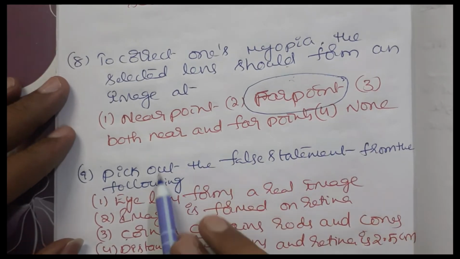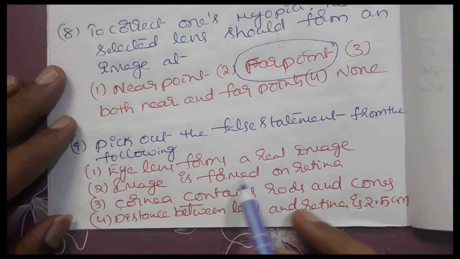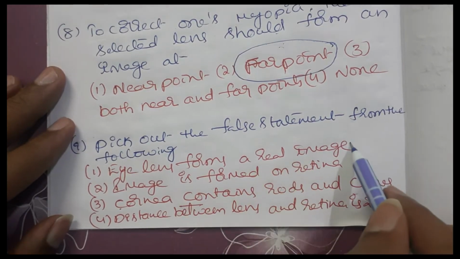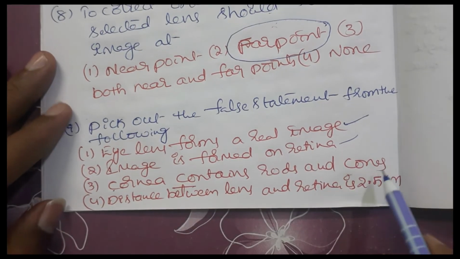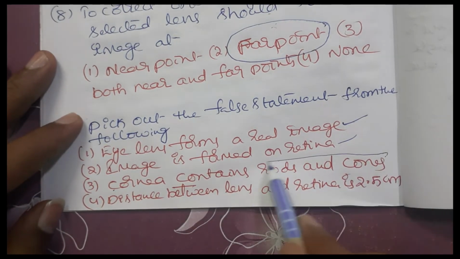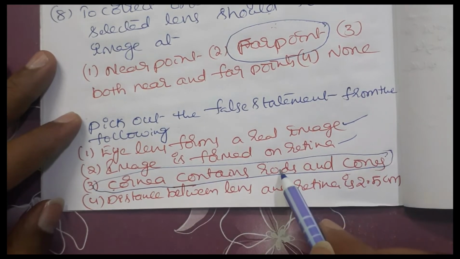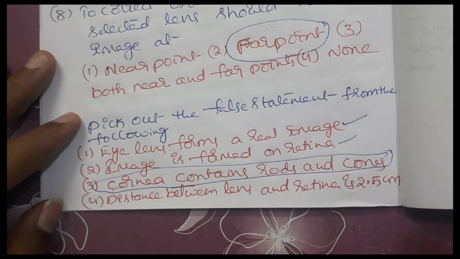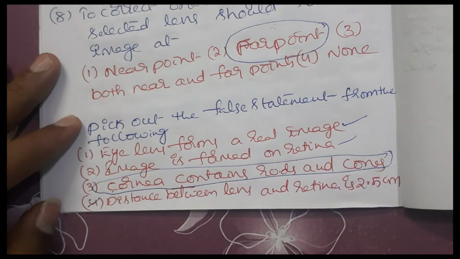Next, students, pick out the false statement from the following. Eye lens forms a real image. It is right. Image is formed on the retina, also right. Cornea contains cones and rods. It is wrong. This is the answer, because retina contains rods and cones. You know, rods can identify intensity of light, cones can identify color of light. So these three are right, but this one is wrong, so this is the false statement.